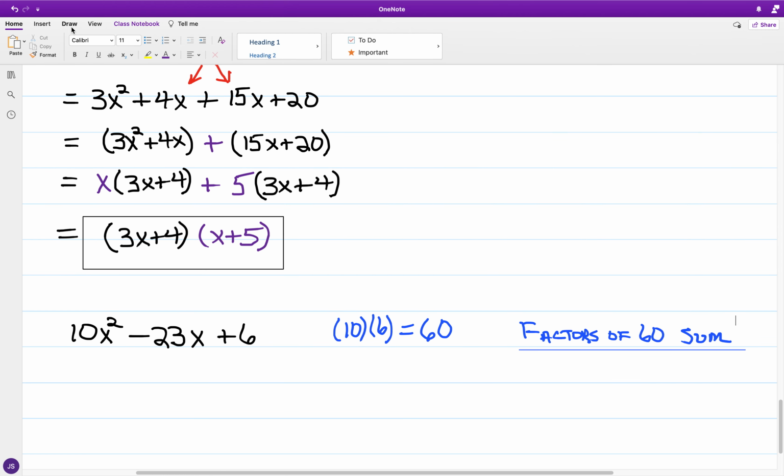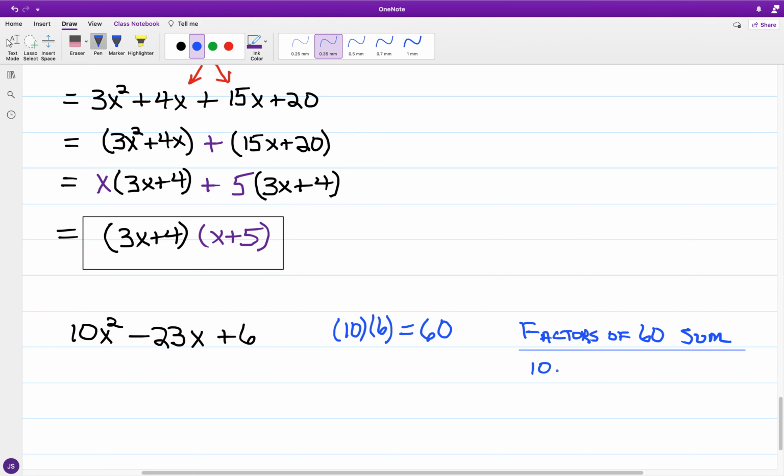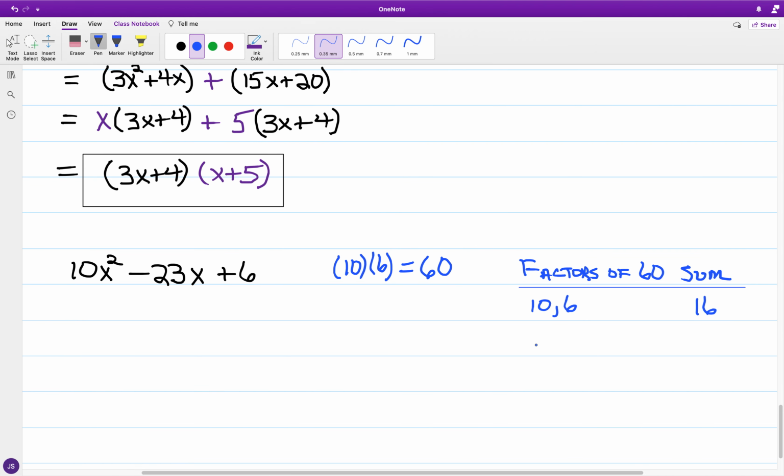So for what we have here, we just dealt with 10 and 6 added together, which would be positive 16, but we want to go in the direction of negative 23, so we want both factors to be negative. Like if I had negative 10 and negative 6, the sum would be negative 16.